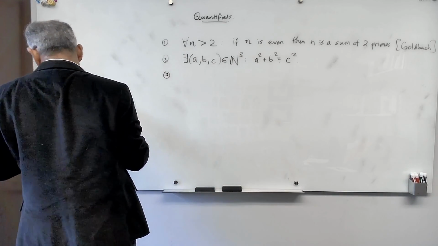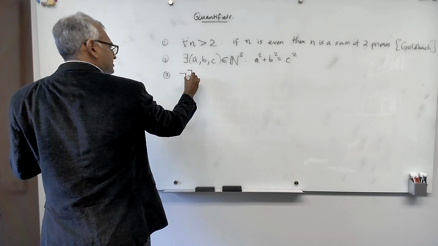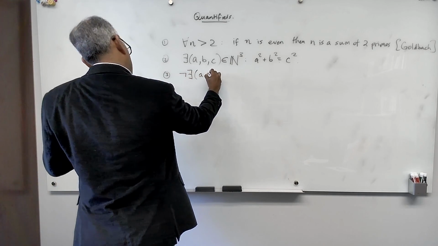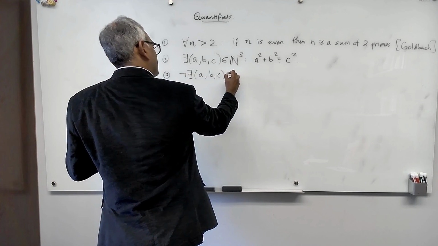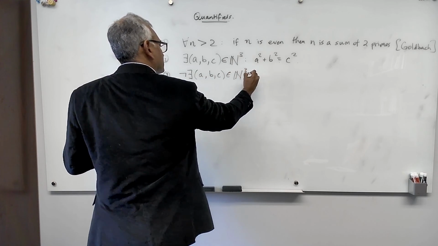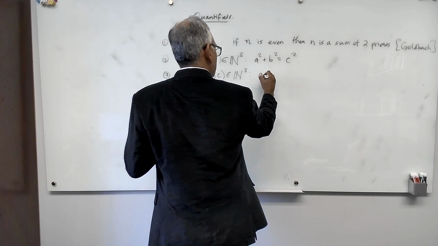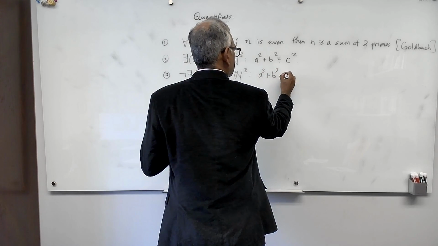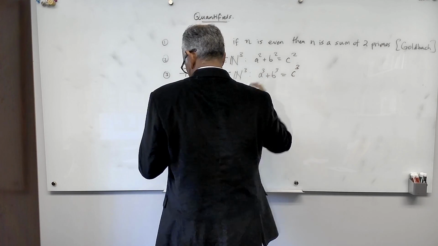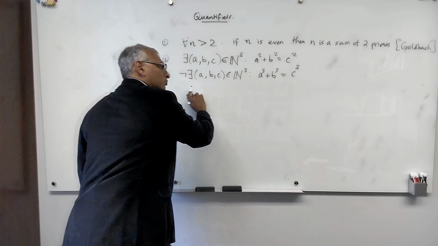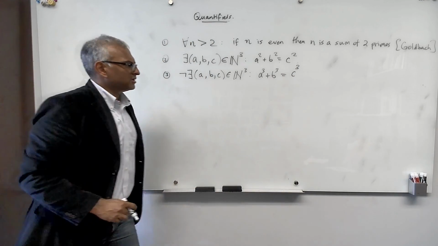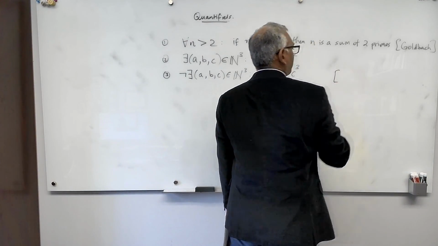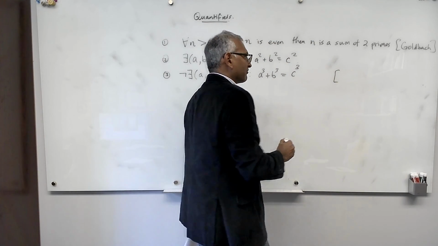3. There does not exist a triple of numbers a, b, and c in n cubed such that a cubed plus b cubed is equal to c cubed. Okay. Think about what it would take to prove this to you. This is related to something that apparently Fermat claimed to have proved.